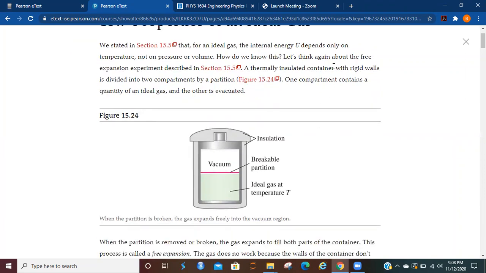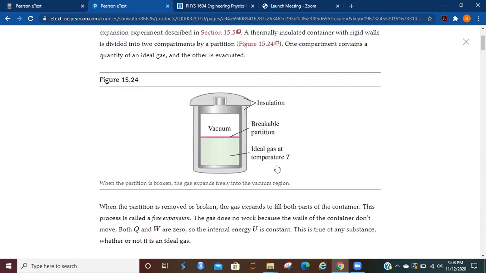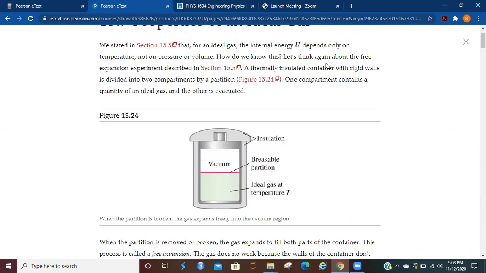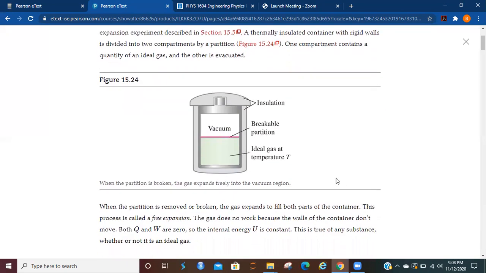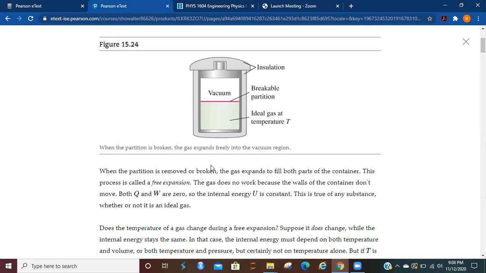So, gone through most of this already. If you take a free expansion and you take a thermally insulated container with rigid walls and divide it into two compartments with a partition, and then when the partition is removed, the gas expands to fill both parts of the container. This is called a free expansion.